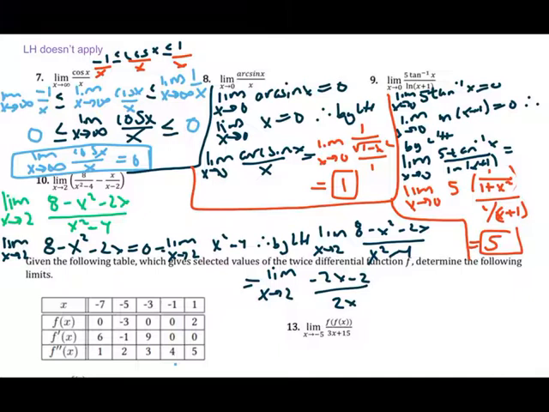So showing that each of those separate limits is equal to 0 means by L'Hopital's rule, the limit as x approaches 2 of the original expression is equal to the limit of its derivative as x approaches 2, which then allows us to use direct substitution, which is going to give us negative 6 over 4 or negative 3 over 2 as our final limit.